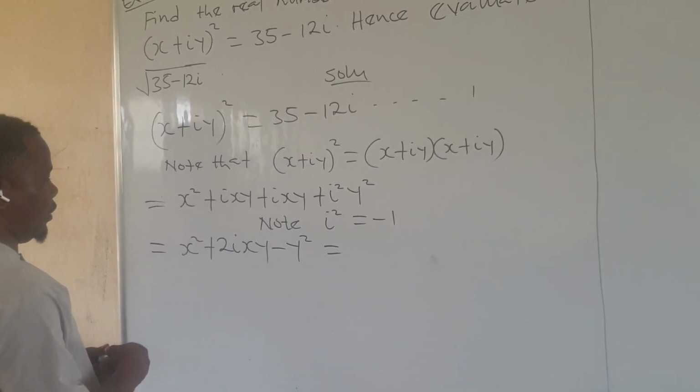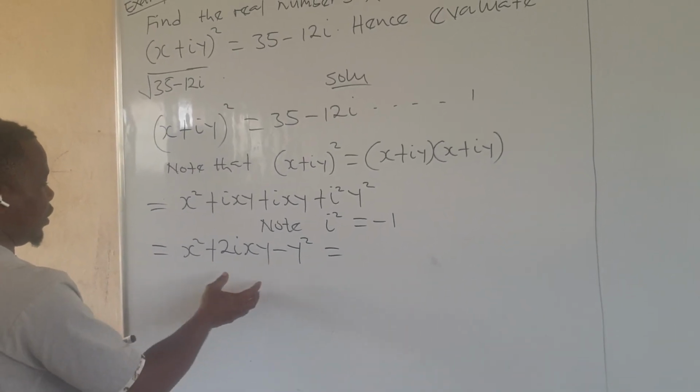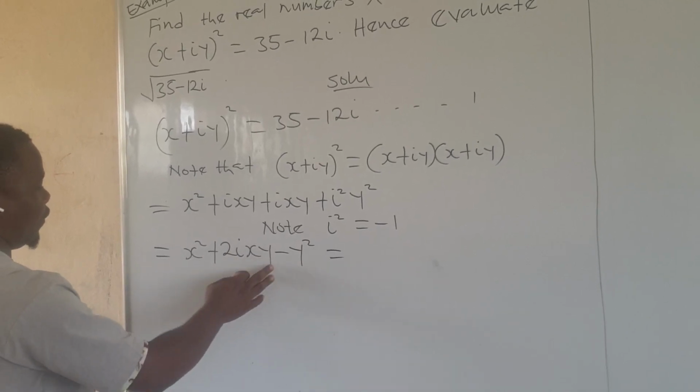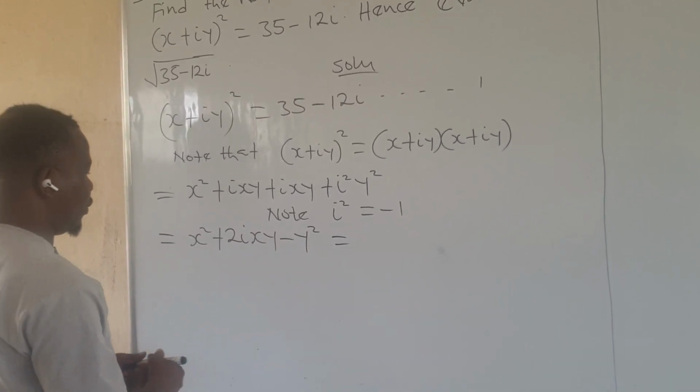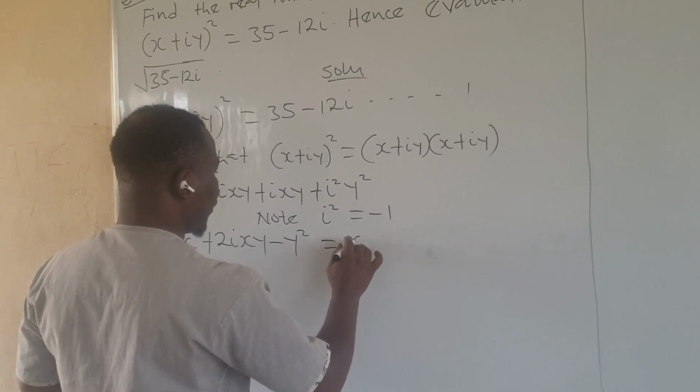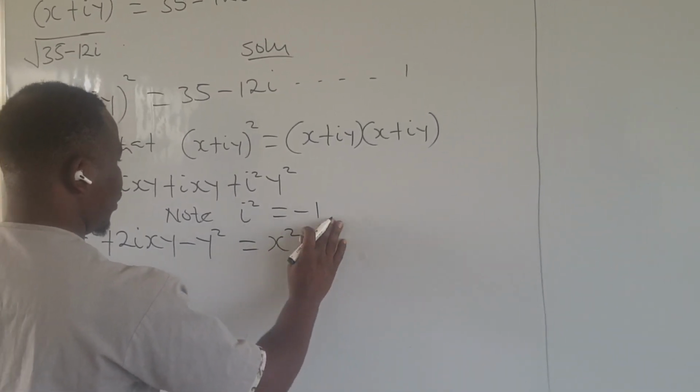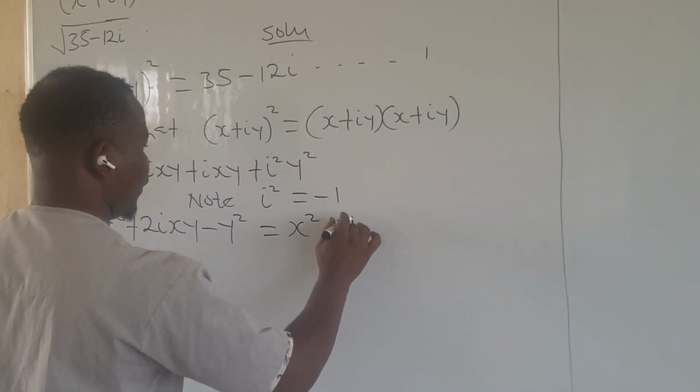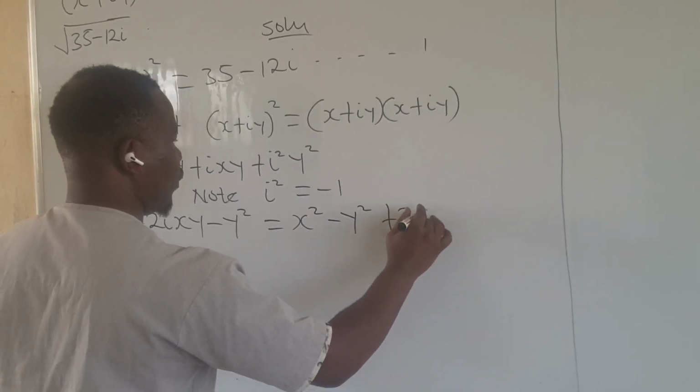When you look at this, you discover that we have real and imaginary parts. So we can have it in this form, with the imaginary part being plus 2ixy.